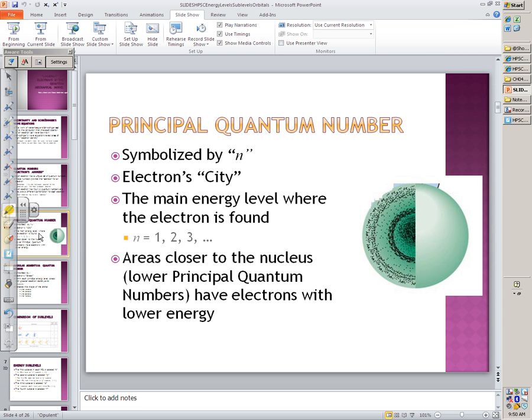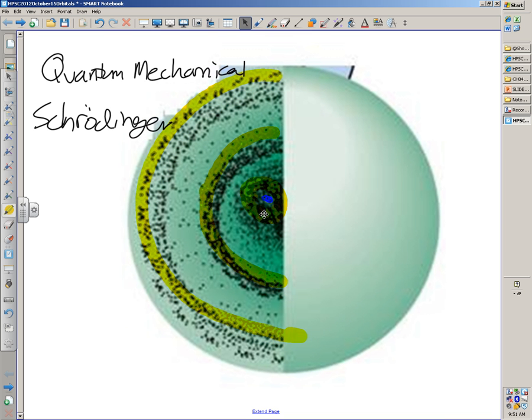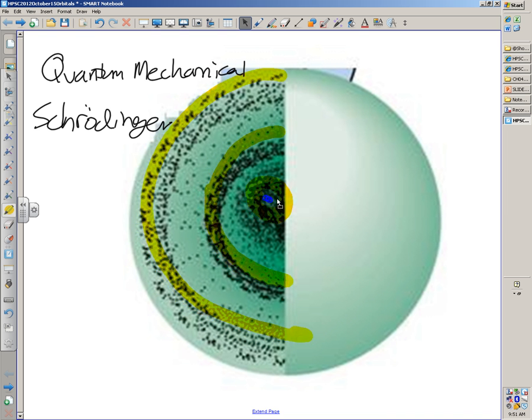Okay? If we go back to our picture of the atom, our Schrodinger model or our quantum mechanical model, the principal quantum number represents these big dark areas. So there's this part right here. Each of these yellow areas that I've highlighted represent a principal energy level. And therefore, each of those areas is assigned a different principal quantum number.